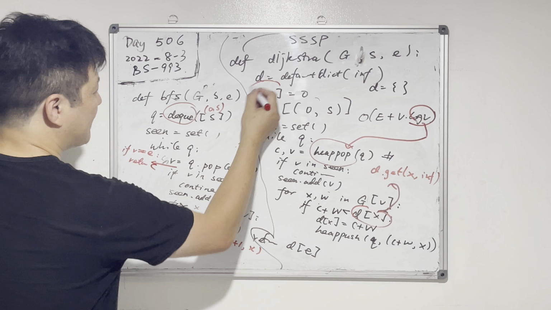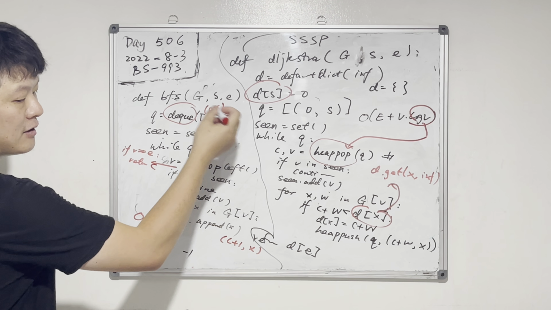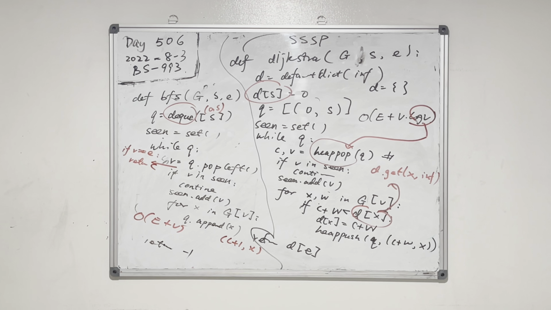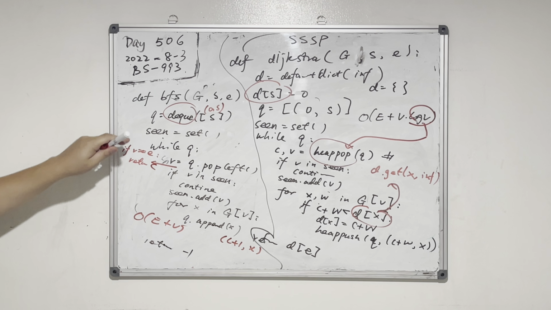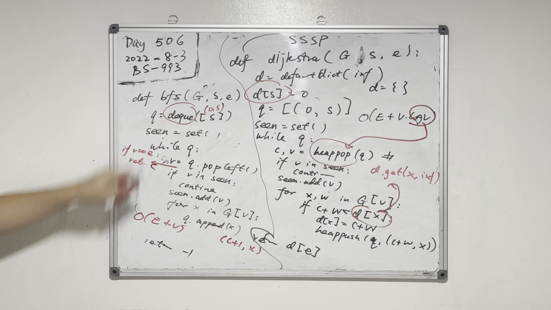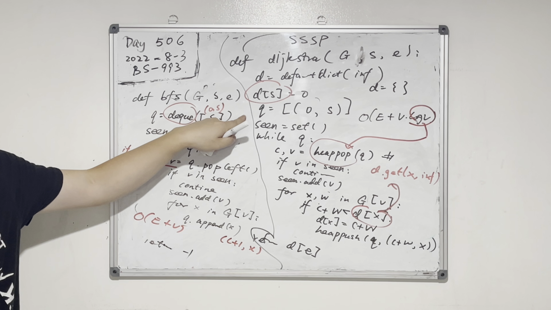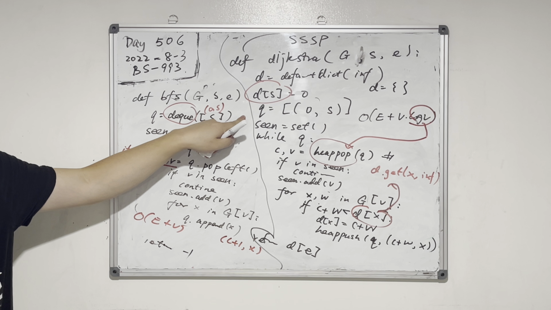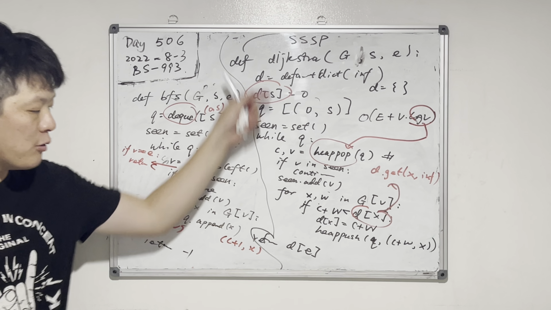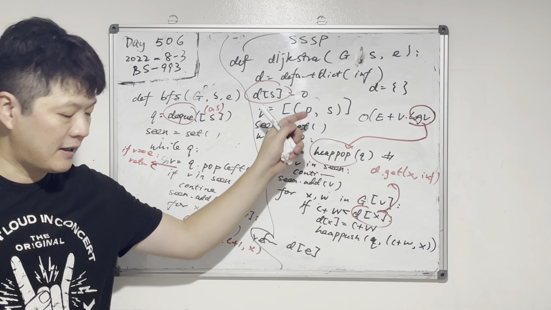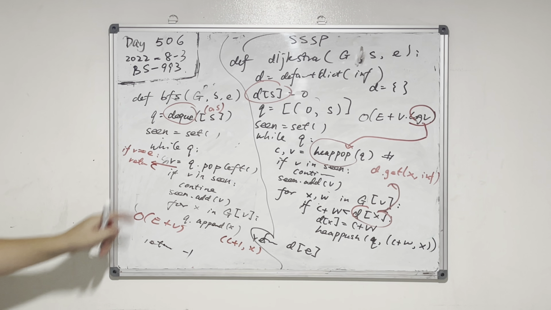D, and here it uses the D. D stores the shortest distance between the source and all other vertices. But here we don't have this data structure to store the shortest paths from the source. Here we just find a single pair, the shortest distance between S and E. When we perform Dijkstra, this D is complete. So Dijkstra is complete. BFS in this particular case is not complete.